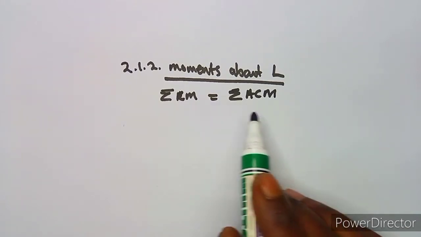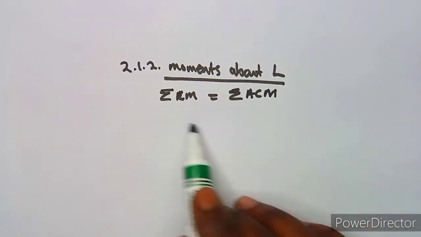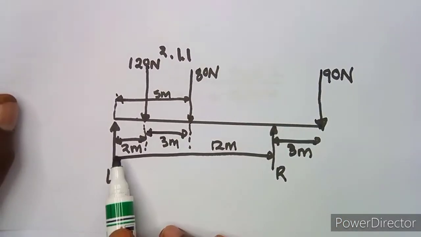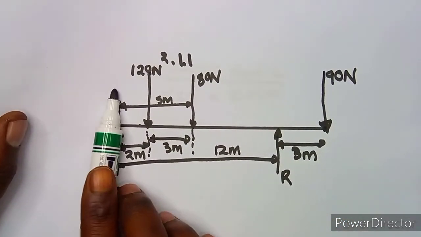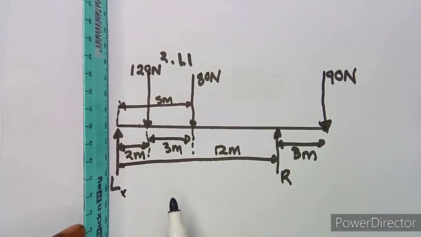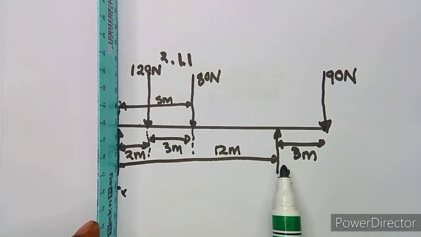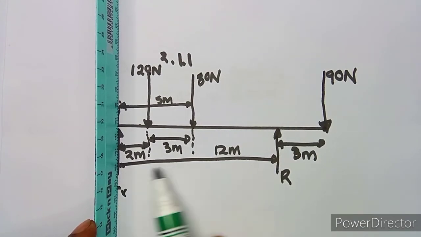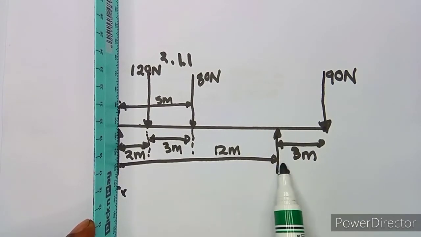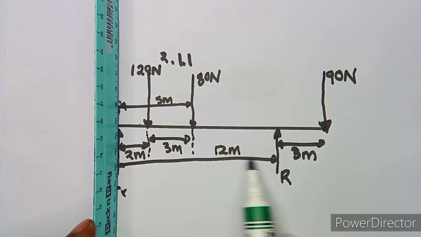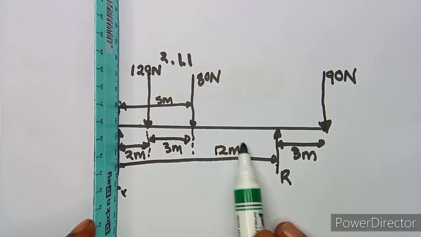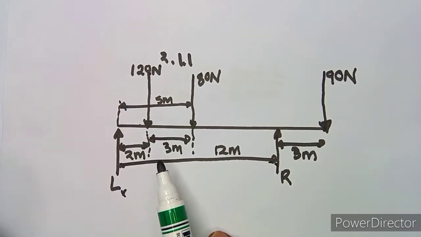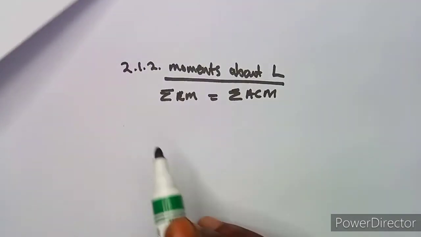So you have clockwise moments and anti-clockwise moments. This is just something direct. You can put this according to L. So according to this point L, the support L here, you're going to take the moment from R back to L. So there's a distance. Remember, the moment is the force times the distance. So the force of R times the distance, which is 12. So it's R times 12, which is 12R.